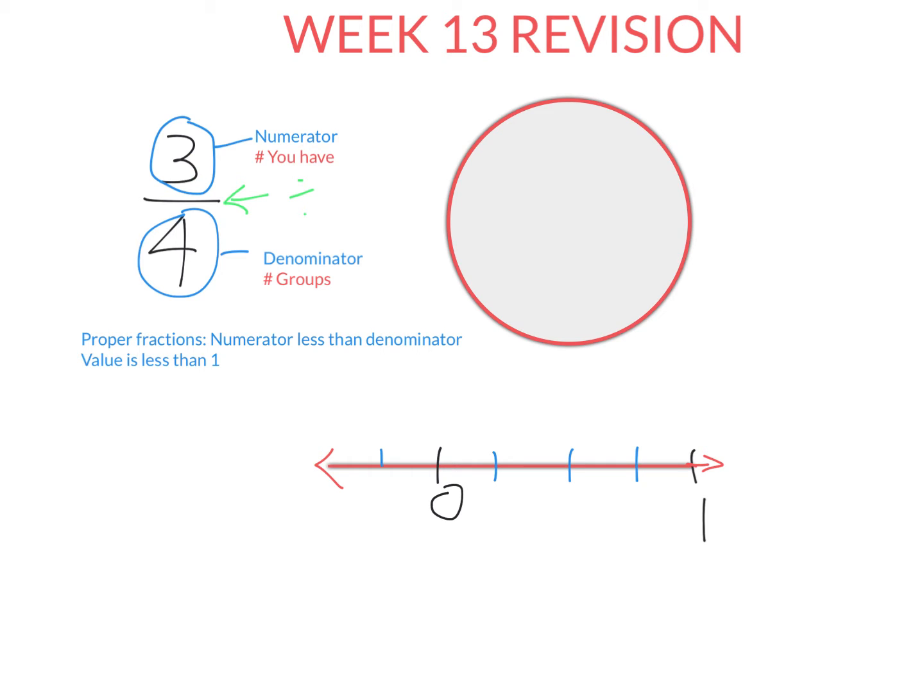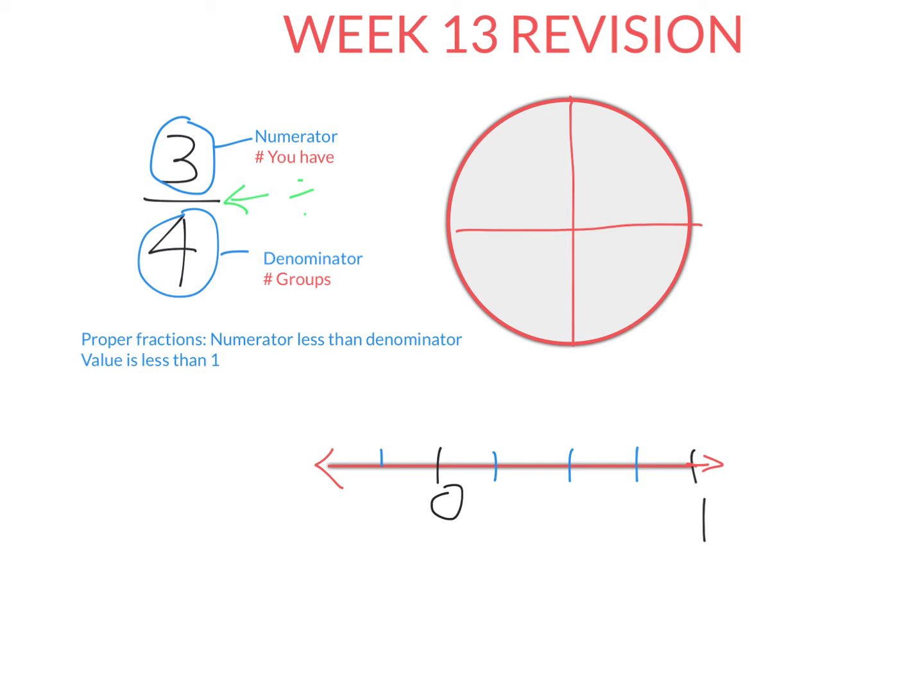So what do these numbers actually mean? Well, the number on top tells you how many groups you get, and the denominator says how many groups there are in total. So that probably sounds a bit confusing. Let's look at a visual representation. Let's say this circle here represents a pizza, and we're going to get 3/4 of the pizza. Because the denominator, the bottom number, is 4, we're going to divide it into 4 equal groups.